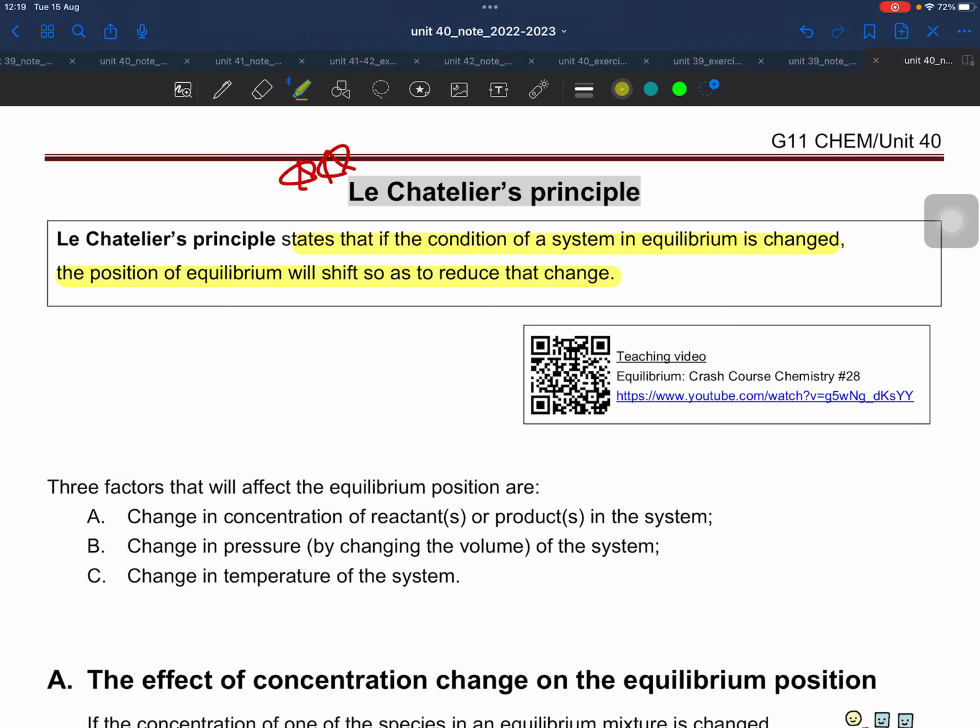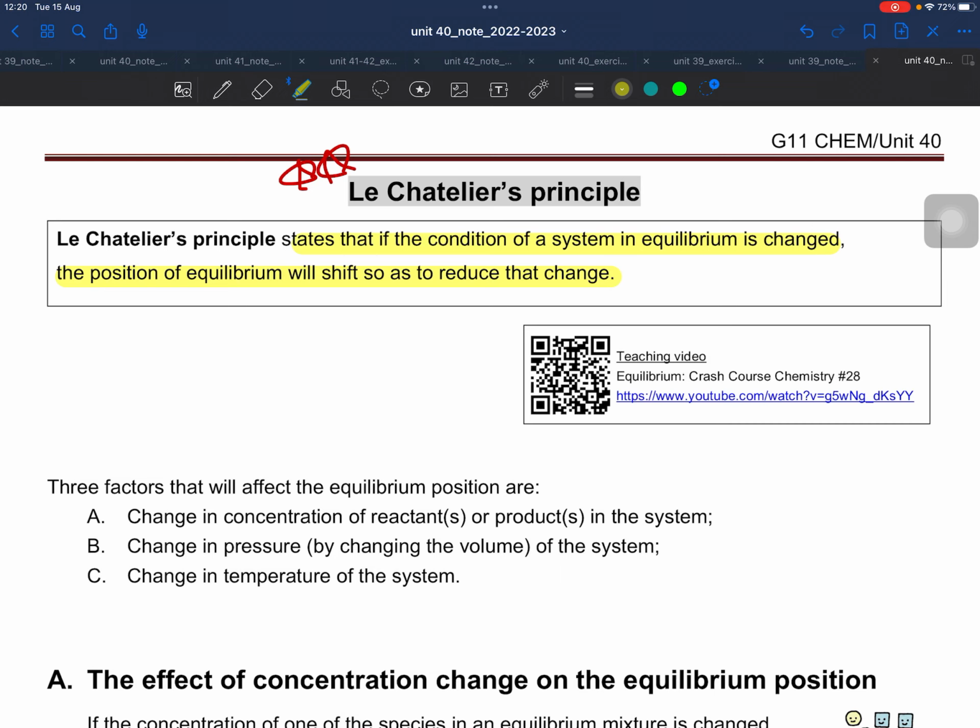Or just as followed by the notes, reduce the change. Well, this is not so difficult to understand. So use your daily life as an example. If you get more pocket money, of course you will spend more, right? Why? It's because you try to reduce the change, you try to go against the change.